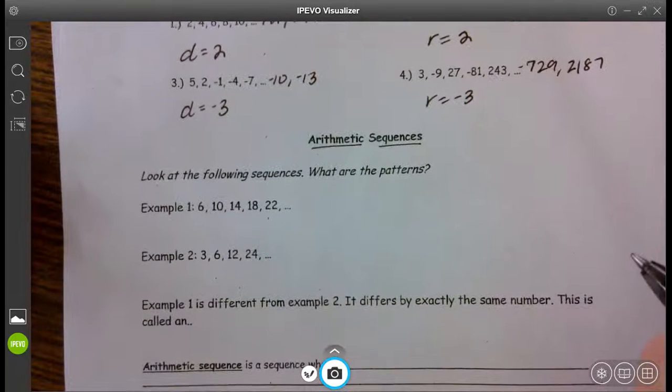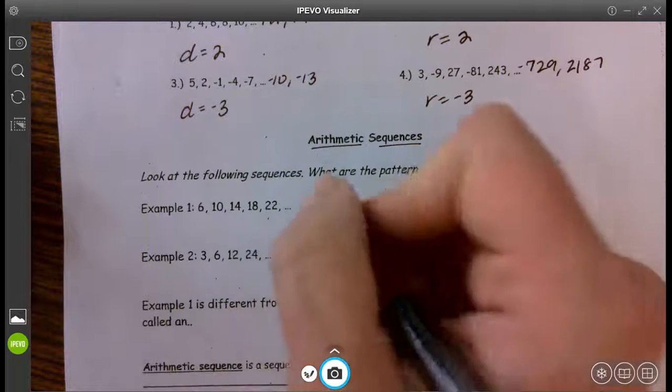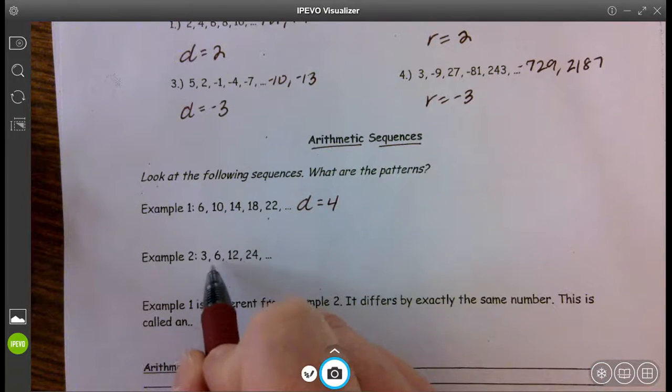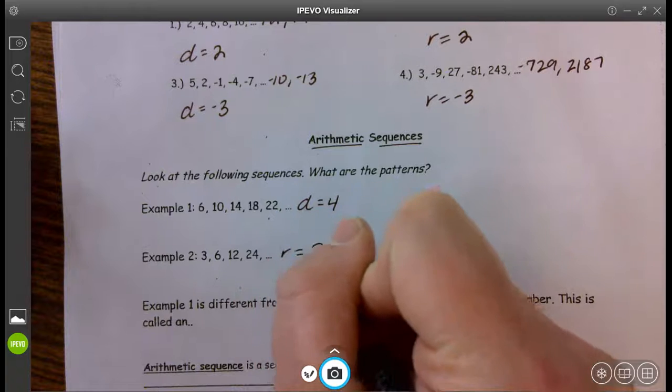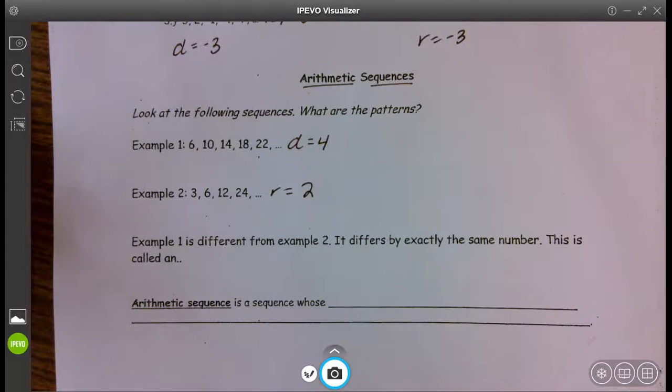Look at the following sequences. What are the patterns? Adding 4, multiplying by 2. Example 1 is different from example 2. It differs exactly by the same number, and this is called an arithmetic sequence.